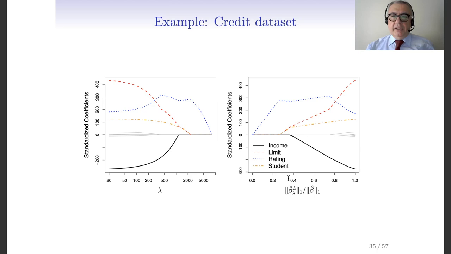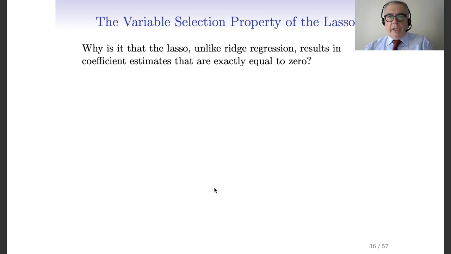So now 1.0 means that you are equivalent to standard least squares, and you move left. Moving left corresponds to increasing the shrinkage, and you can see that these parameters are going to disappear, they become zero, then the black one, and so on. Okay, so really powerful.